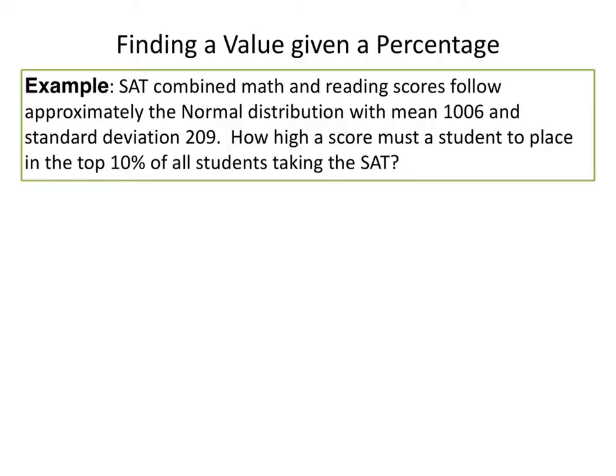I know that the SAT combined math and reading scores follow a normal distribution with mean 1006 and standard deviation 209. I want to know how high a student has to score to place in the top 10% of all students taking the SAT. Okay, so the percentage I know is I want the top 10%. So again, we're going to start by drawing a picture.